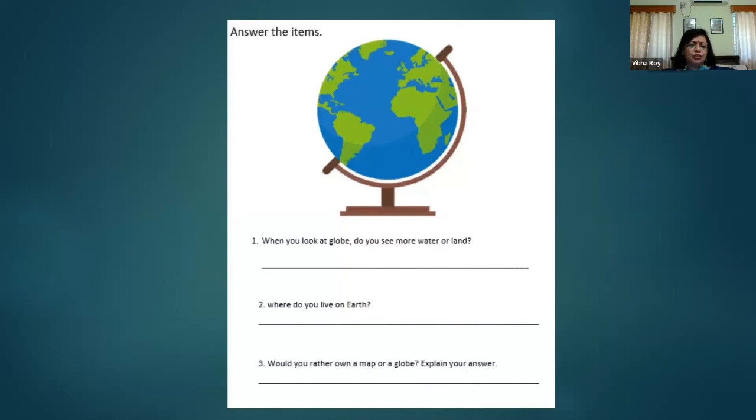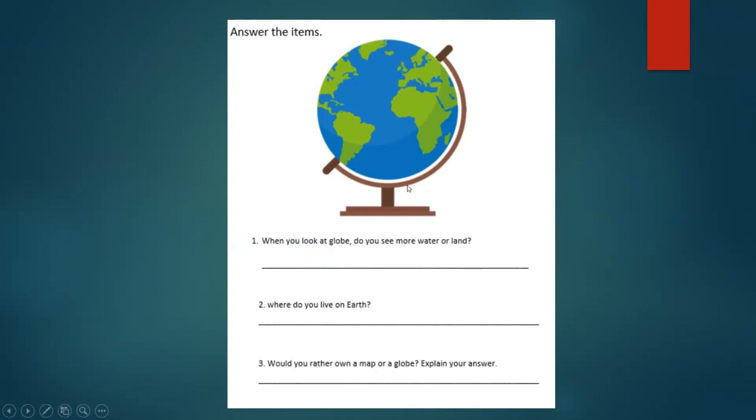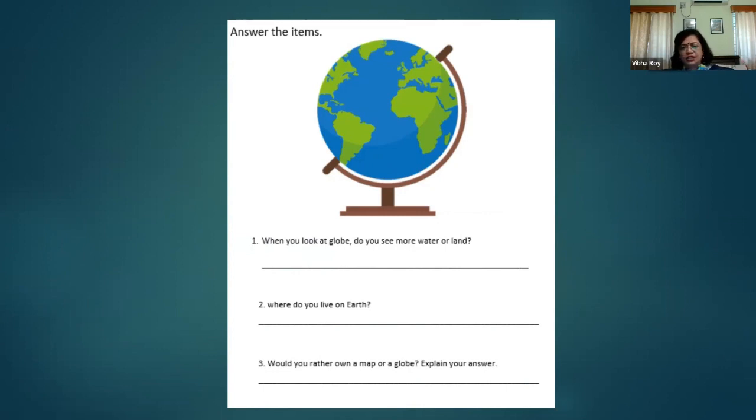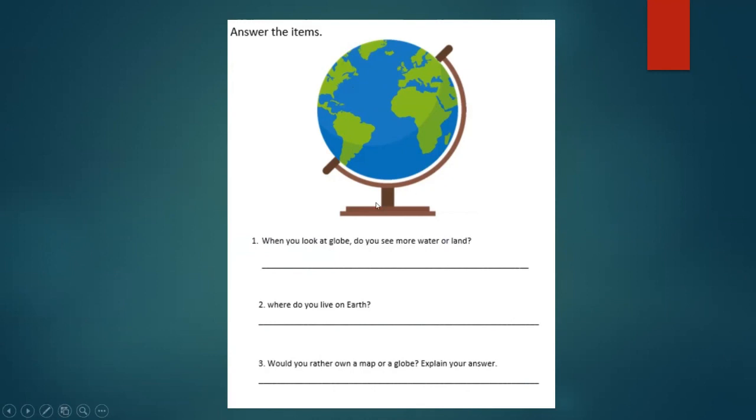So we have understood already about the globe, what are the advantages, disadvantages. In class, you can do a small activity which they can do impromptu in 2 minutes or explain in the class also. Like, when you look at a globe, do you see more water or land? This will help them to understand why the globe or earth is called a blue planet also. So when we ask this question, definitely children will say we can see more of water because it is more blue in the globe. They've used the correct colors also.